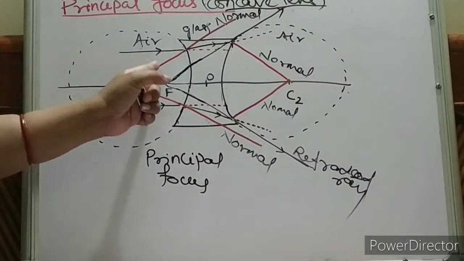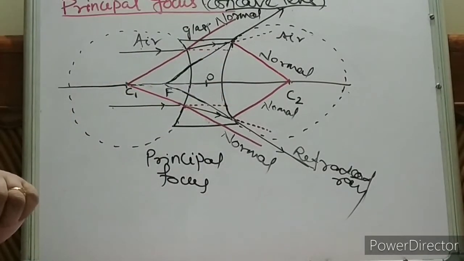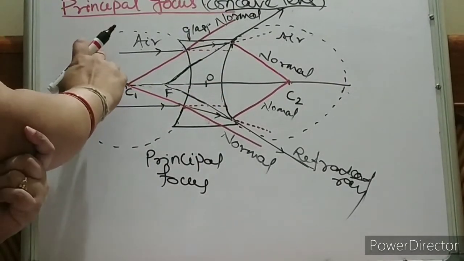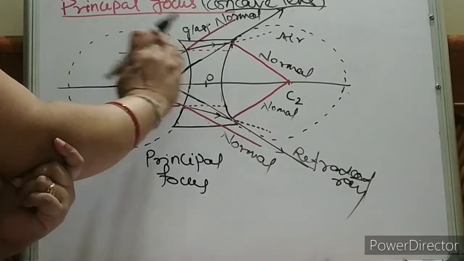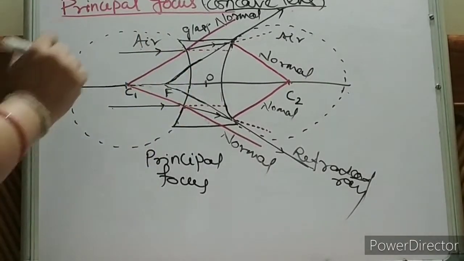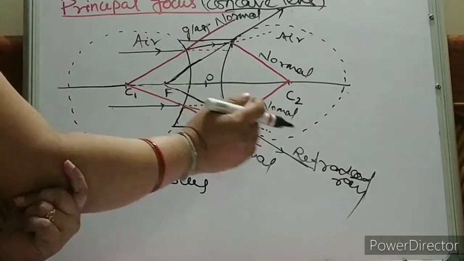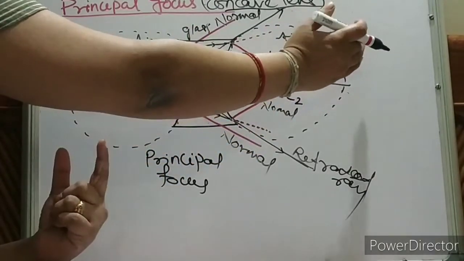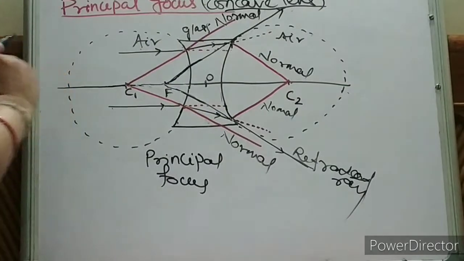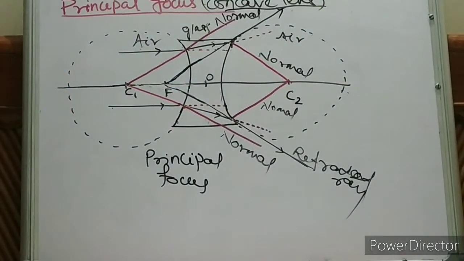Now, since there are two refracting surfaces and we are considering the ray of light incident from this left side, you are getting the focus over here. Now if you change the direction, like if the ray of light comes like this, then where will the focus be? Let us draw that focus.